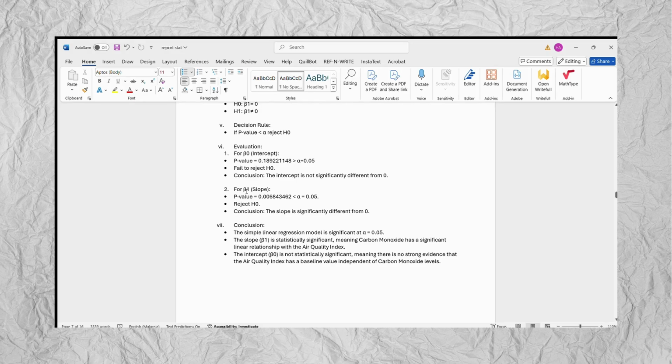Secondly, for beta 1, the slope, the p-value is equal to 0.006843462, which is less than alpha value 0.05, so we can reject H0. Conclusion, the slope is significantly different from 0. The overall conclusion is that the simple linear regression model is significant at alpha equal to 0.05.